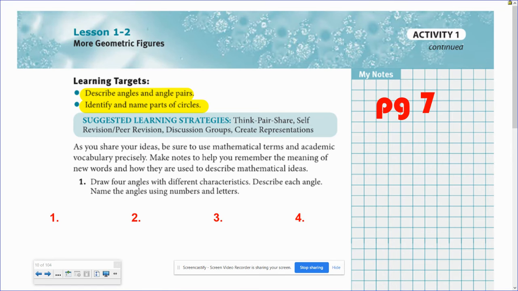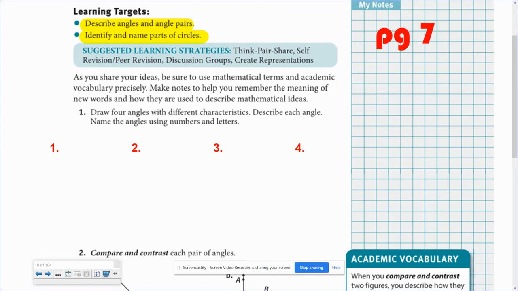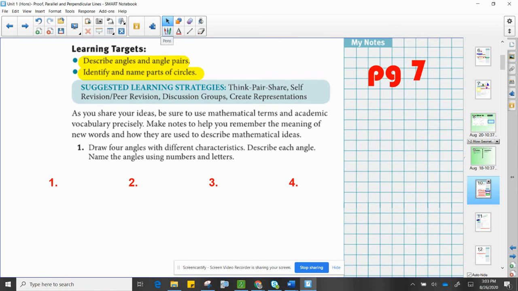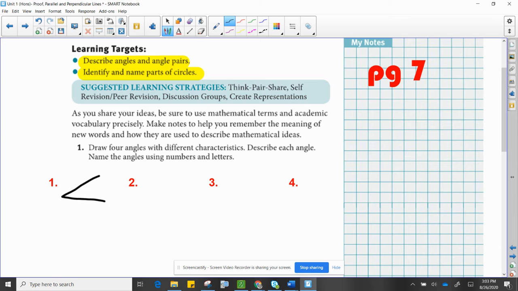Okay, so if I go back here to these 4 angles and I draw and name them, the first one we had was an acute angle. So remember an acute angle, and I'm just going to call this angle A, is an angle that is less than 90 degrees. So that's a pretty small angle right there. Okay, so we'll just call this angle A. If we wanted to give it a number, we could give it a number and call it angle 1 also.